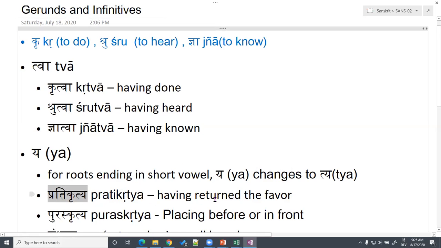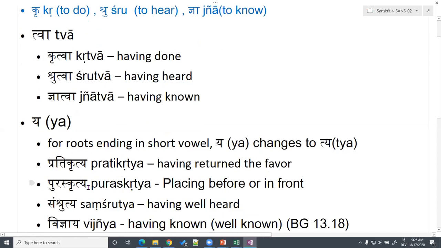Pratikrutya. Here it means having returned the favor. The meaning changes not because of the suffix, but because of the prefix, this prati. So because of this, the meaning changes. Puraskritya, placing before or in front. So same logic, puras is the prefix coming before the verb, and tya, it should have been ya, but it became tya because the root has the short vowel.